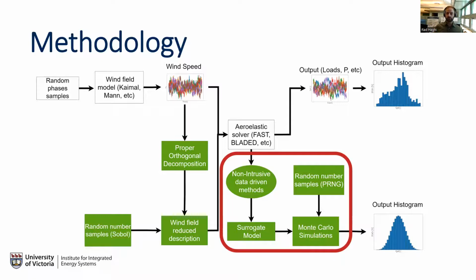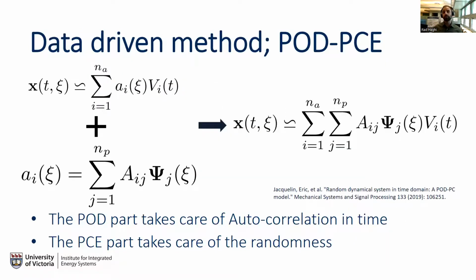So we run the aeroelastic simulation, or dynamic simulator in this case, because we haven't worked on FAST yet; we are using a package in Python right now. We get the results, build the surrogate model, and run this Monte Carlo simulation. What do we mean by data-driven method here? We are talking about POD-PC. POD stands for proper orthogonal decomposition, and PC is polynomial chaos expansion. We are trying to mix these two together.